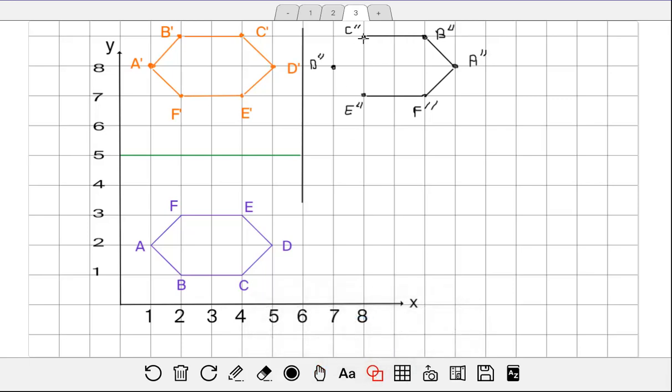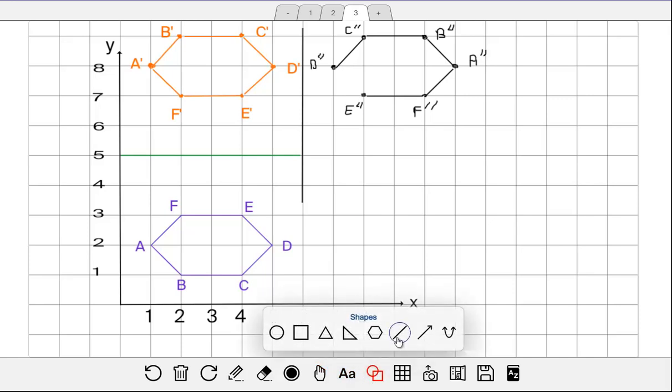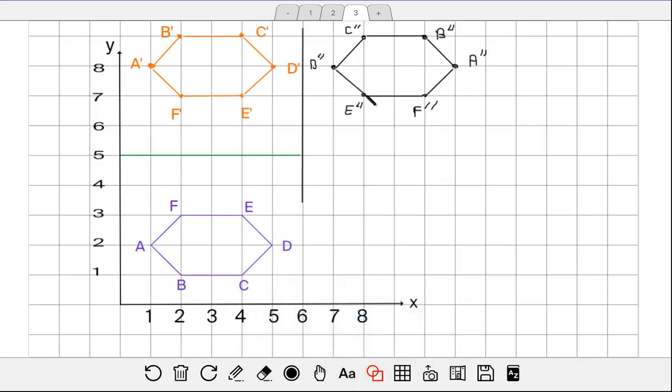And again, you can see that the double prime image, the second image, is still the same size as the original one. It doesn't matter how many times we reflect it. The image is not going to change in terms of its size, any side lengths, any angles. It is still the same size image. So that's how you do reflections, and that's the end of this tutorial.